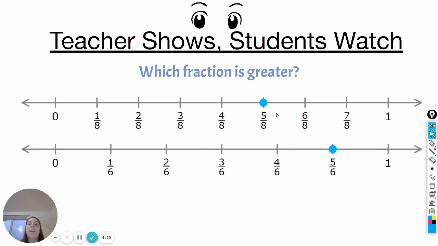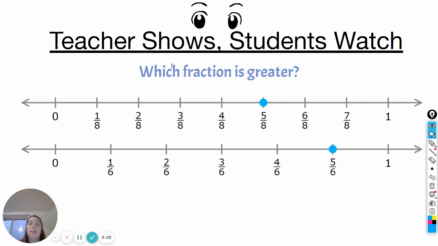Now we're comparing 5/8 to 5/6. Okay, the numerator is 5 for both of them. The denominator is different now. So remember we talked before that the bigger the denominator, the smaller the pieces. So you can see that because 8 is a bigger denominator than 6, the 8th number line is broken into more pieces, which means each of those pieces is smaller. Okay, so how does that compare 5/8 with 5/6?